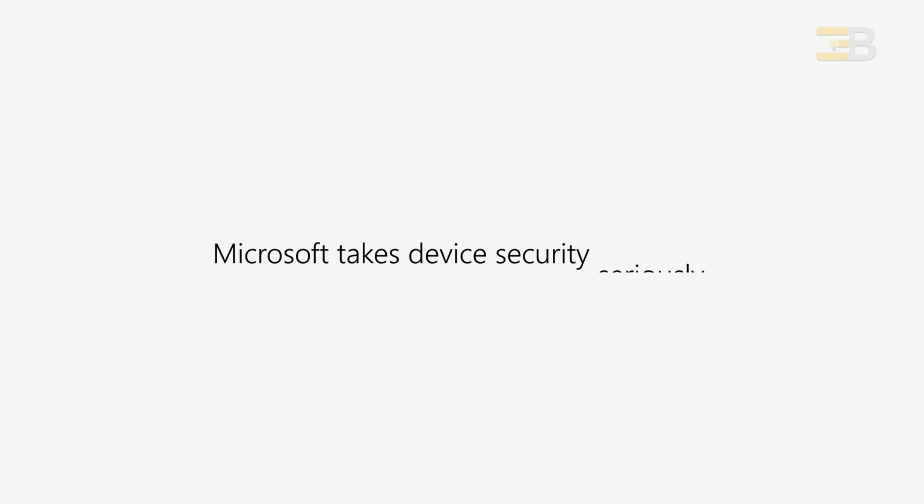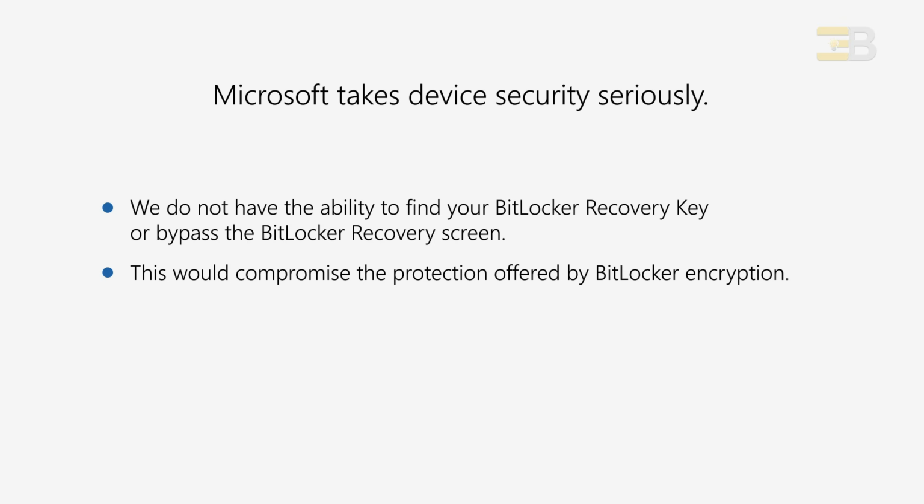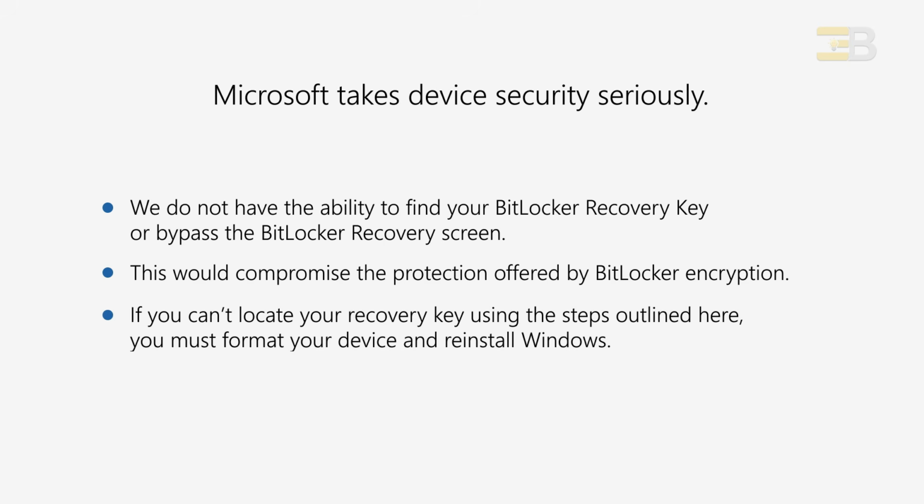Microsoft takes device security seriously. We do not have the ability to find your BitLocker recovery key or bypass the BitLocker recovery screen, as this would compromise the protection that BitLocker encryption offers. If you can't locate your recovery key using the steps outlined here, you must format your device and reinstall Windows.